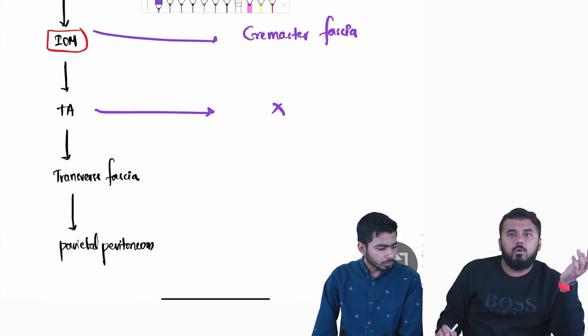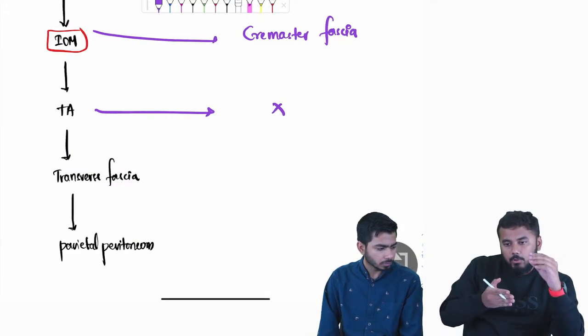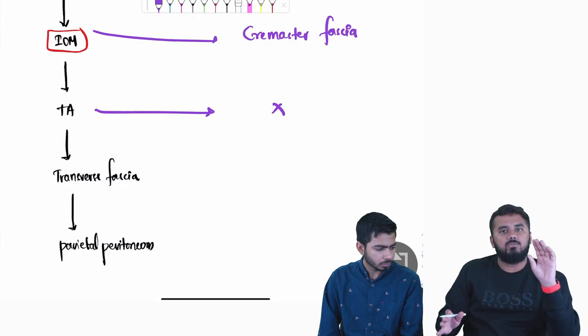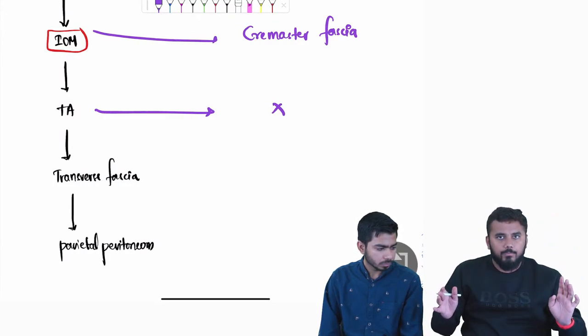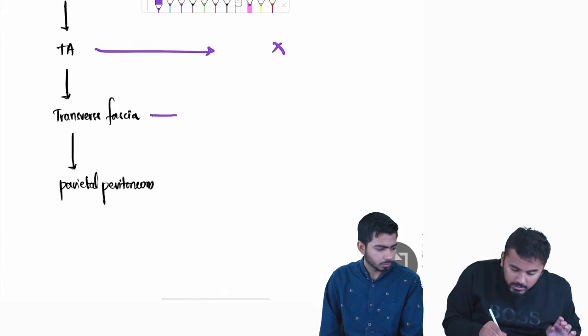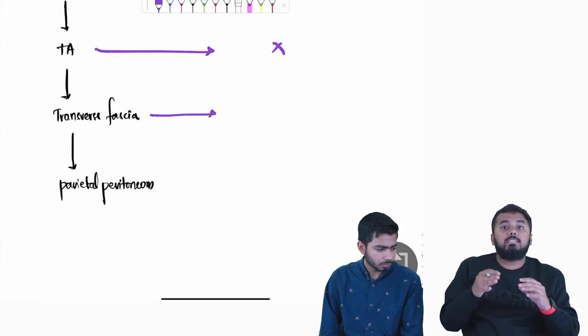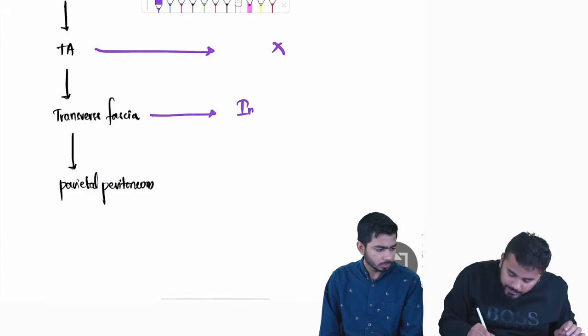Nothing, because the continuation of transverse abdominis into the scrotum is not present. Transverse abdominis is only limited to your abdomen, not to the scrotum. Okay. Next, what about transverse fascia? Transverse fascia is equivalent to internal spermatic fascia.